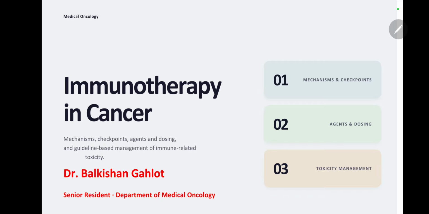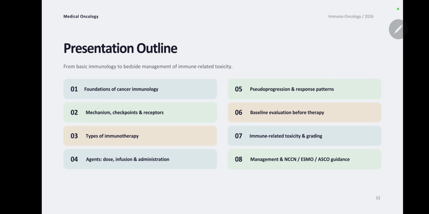Hello everyone. Today we discuss immunotherapy in cancer. I am Dr. Balkishan Gehlot. We discuss the mechanism and the checkpoint, what are the agents and dosing, and what is the toxicity management.